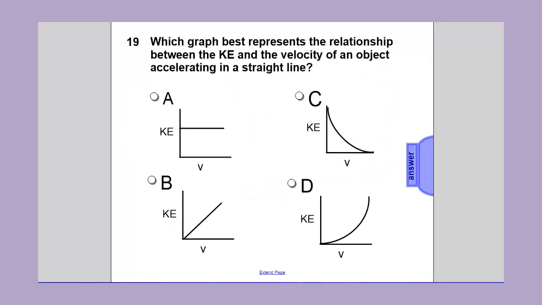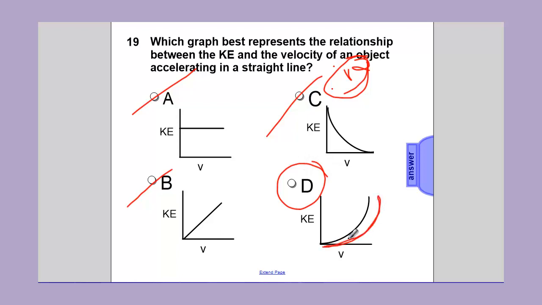Alright, 19. Which graph best represents the relationship between the KE and the velocity of an object accelerating in a straight line? Well, we know that the velocity is always going to be squared. So KE is not going to be constant as the velocities change. We know it's not A. We know they're not going to be going 1 for 1 in B because it's being squared. And as velocity goes up, our KE is not going to go down because it's going to increase. So we know it's not C, so that gives us D. And the square is what gives us this curve.